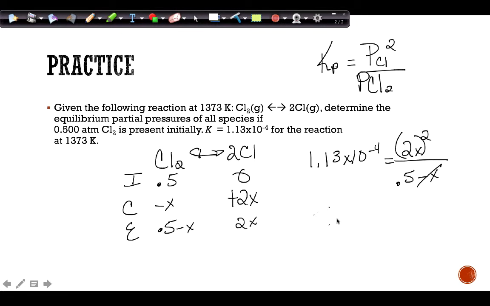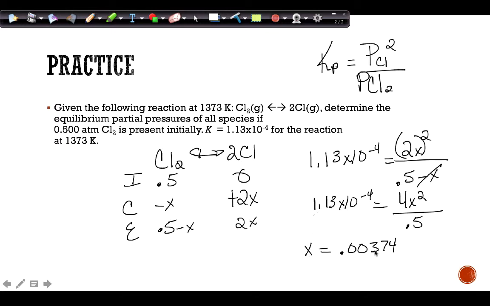Okay, so now this is what I have. 1.13 times 10 to the negative fourth is equal to 2x squared. Please, please, please do not forget to take everything in here to the power of 2, which means it's actually 4x squared divided by 0.5. All right, so if we go through and solve this, x is going to be equal to 0.00374.